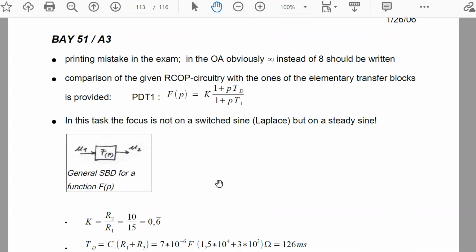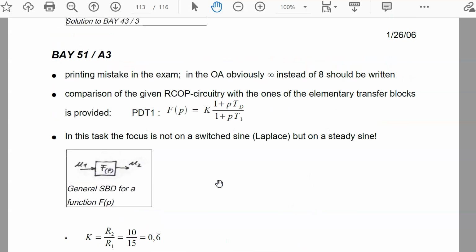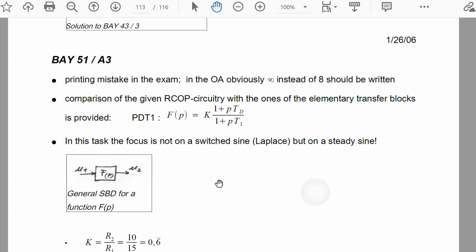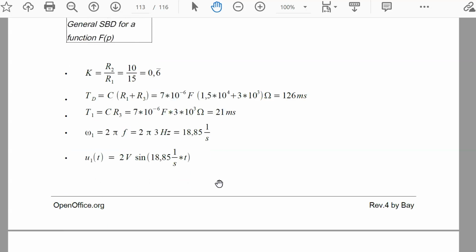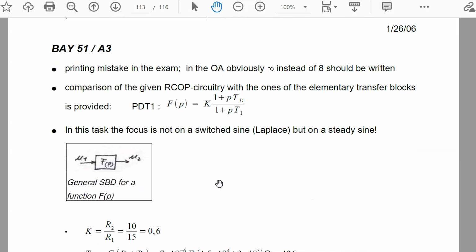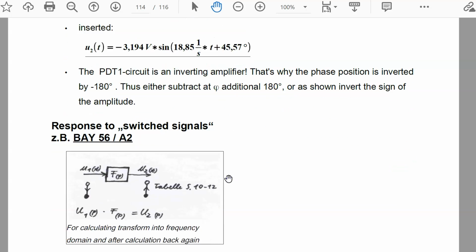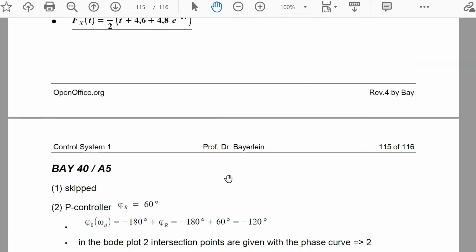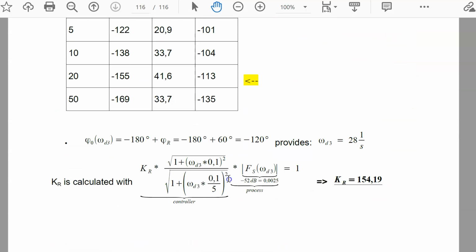In this task there should be calculated that is for a task, a Laplace transformation task. The output should be calculated, the step response should be calculated in this task. You see many tasks up to page 116.